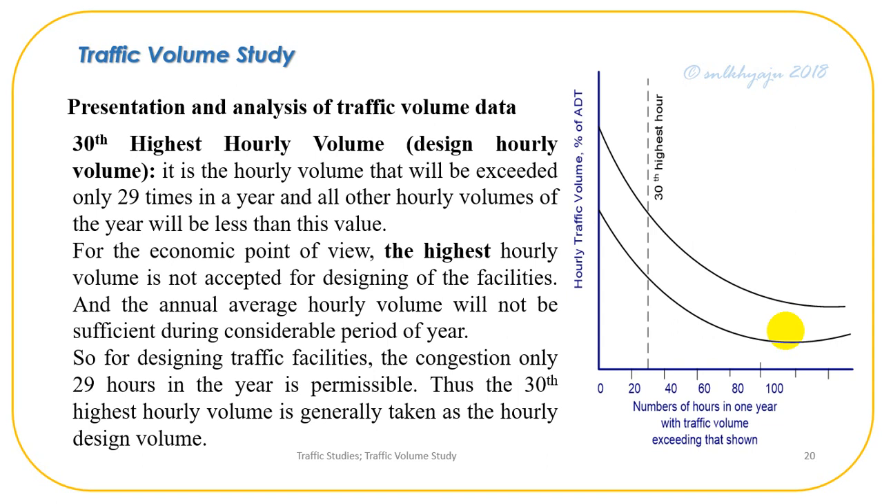From the economic point of view, the highest hourly volume is not accepted for designing of the facilities, and the annual average hourly volume will not be sufficient during a considerable period of years. So for designing traffic facilities, congestion for only 29 hours in the year is permissible. Thus the 30th highest hourly volume is generally taken as the hourly design volume.